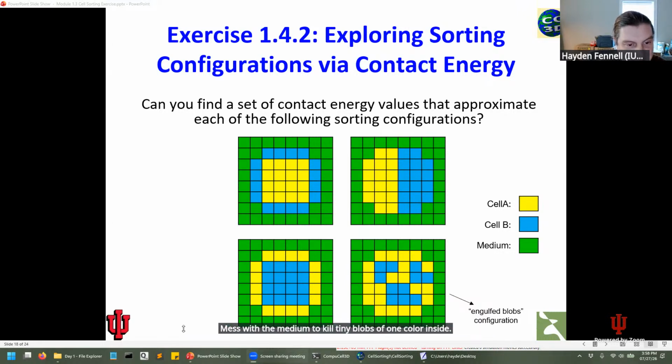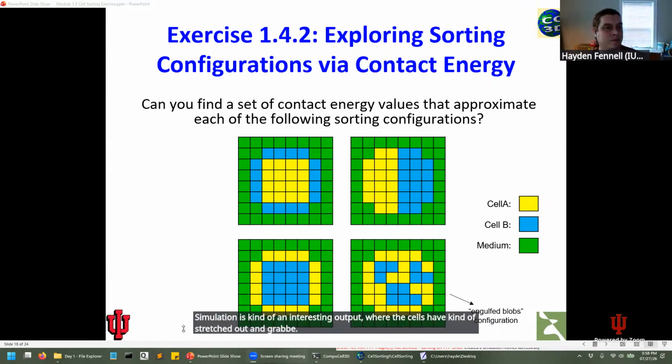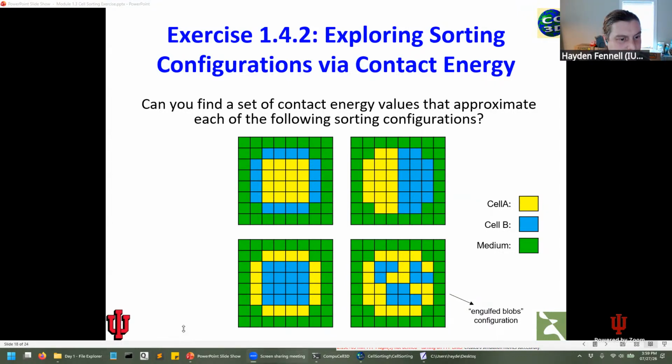Okay, so yeah. James, if you're there, Nargues's simulation is an interesting output where the cells have stretched out and grabbed onto the sides of the boundary. That's a great question.